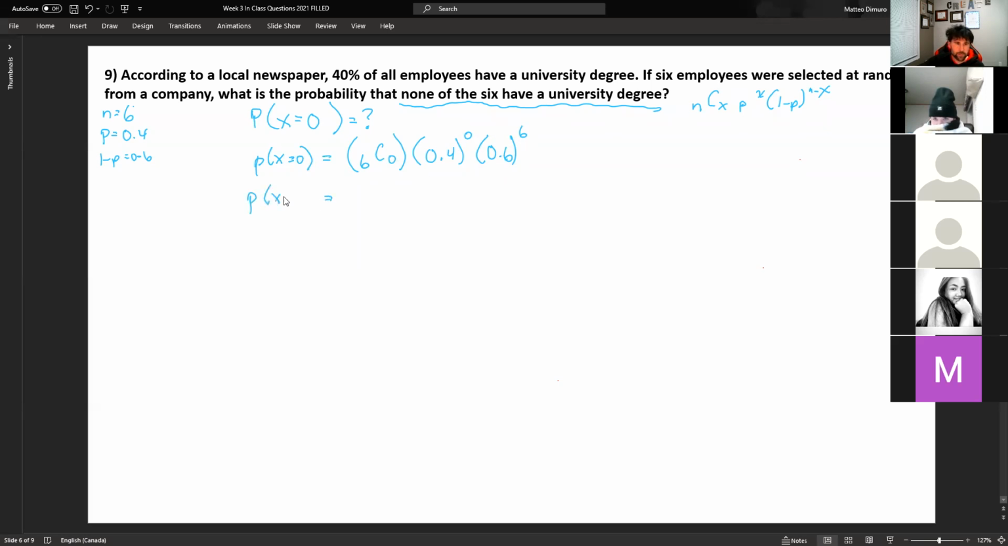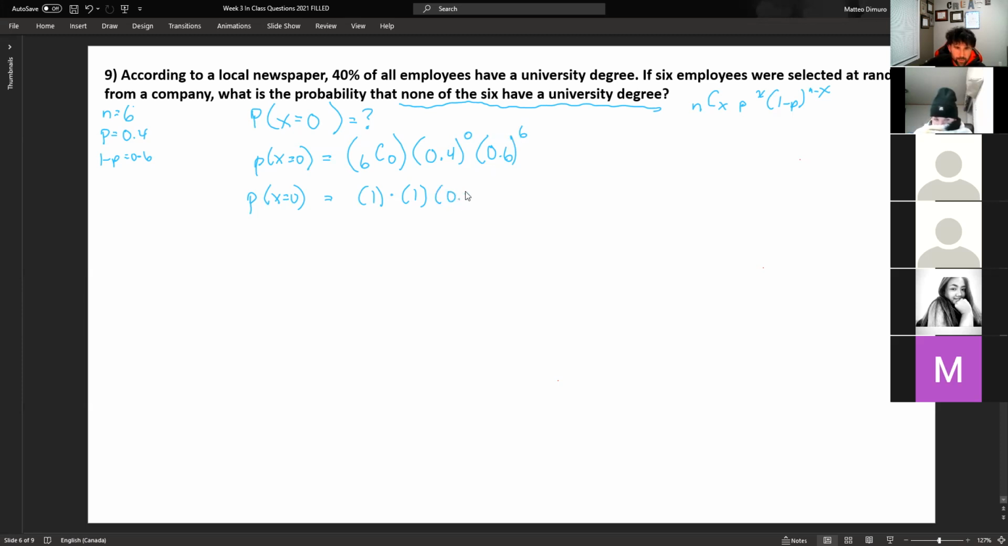You could jump straight to an answer if you like. I sort of broke it down. So 6 choose 0 is 1, times anything raised to the power of 0 is 1 as well. So if you remember those little shortcuts, that'll help you. And then 0.6 raised to the power of 6. Yeah, that's a little bit uglier.